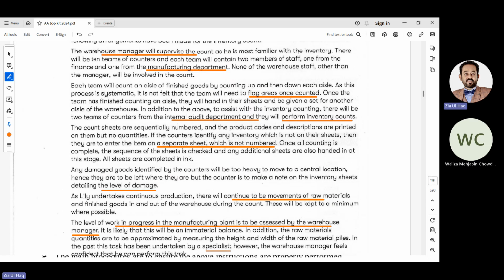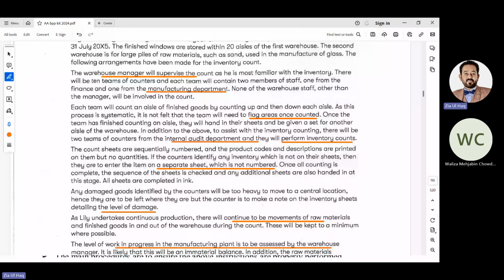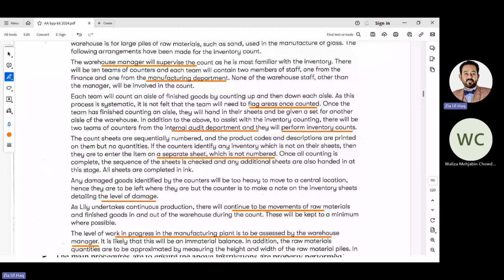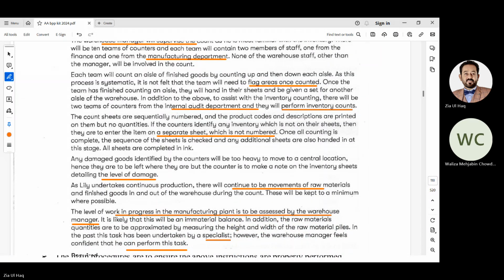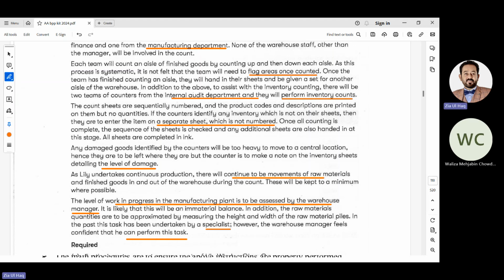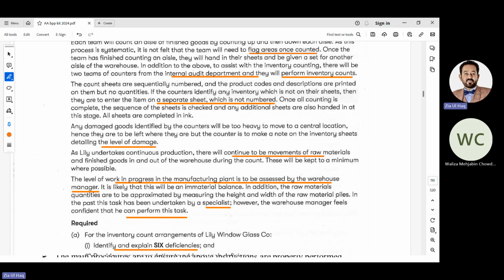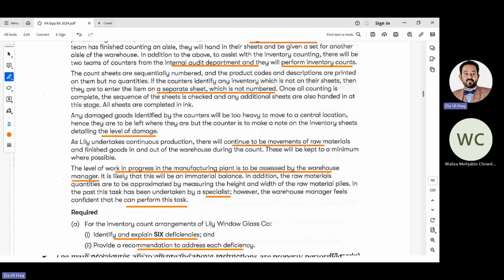So have we identified 6 issues? Supervisor is not independent. Team is not independent. Inventory is not flagged properly. Internal auditor is involved in the inventory count. The separate sheets are not pre-numbered. Movement is not stopped during the count. And the warehouse manager is assessing the value of work in progress. Meaning the company is not using the expert.